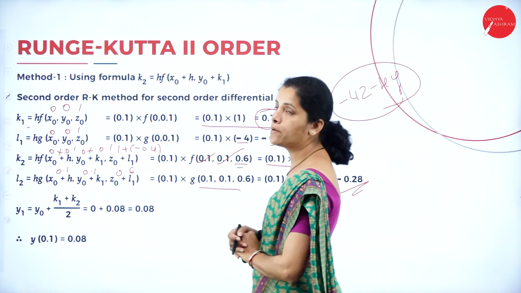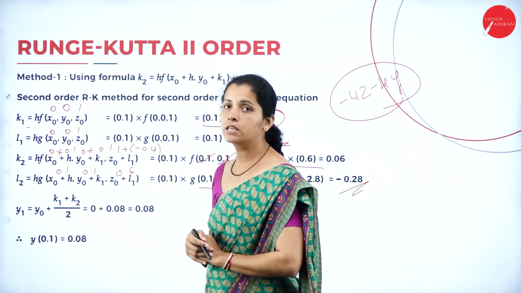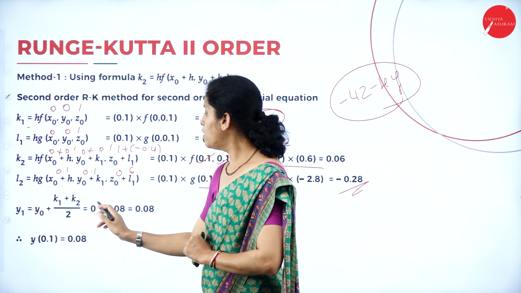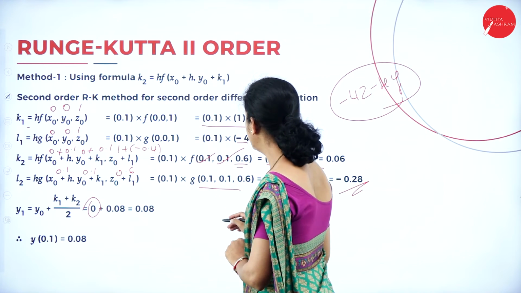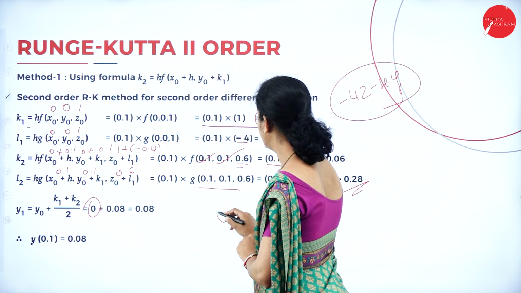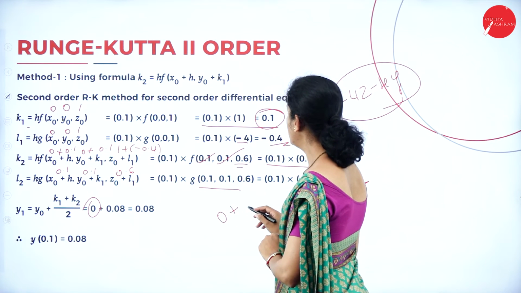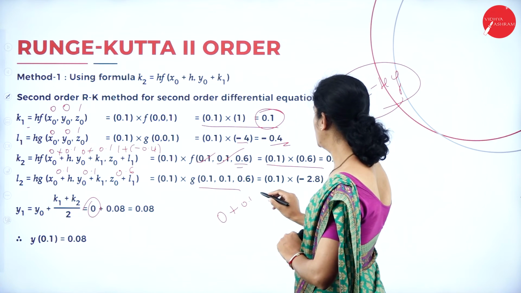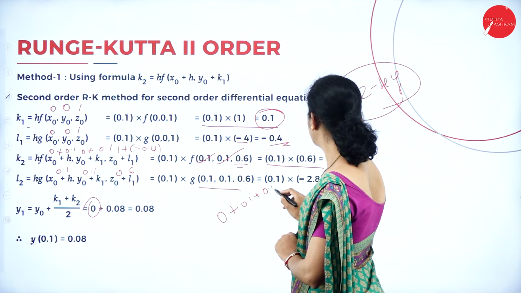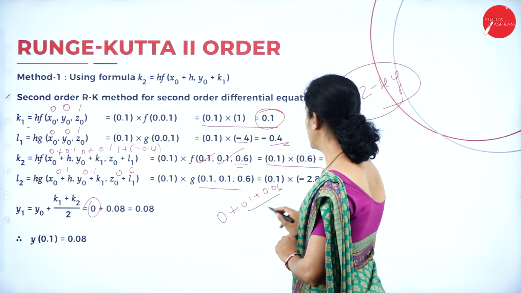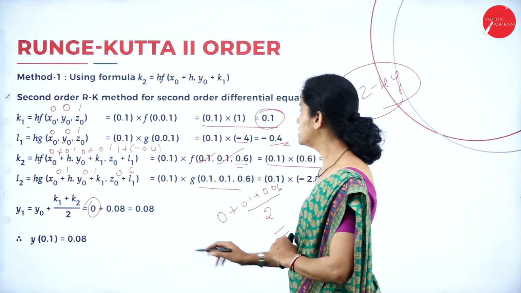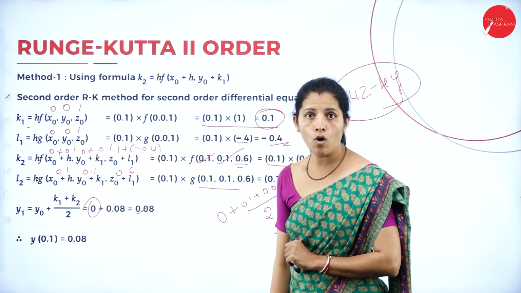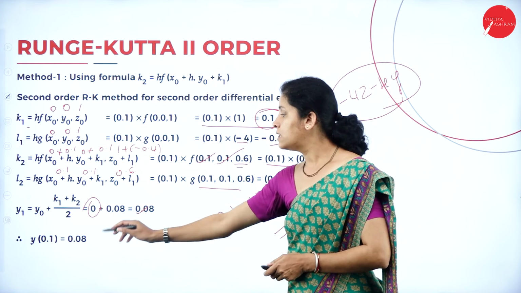Now, y1 is nothing but y0 plus k1 plus k2 divided by 2. What is y0? y0 is 0. So here y0 is 0 plus k1 which is 0.1, then K2 is 0.06 divided by 2. So the answer is 0.08.